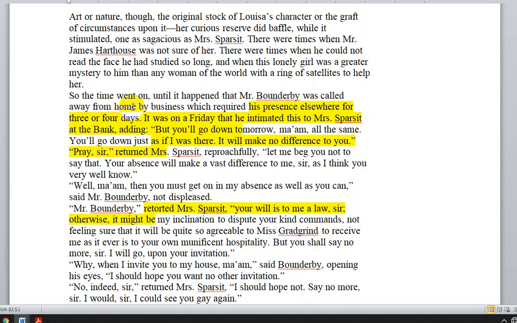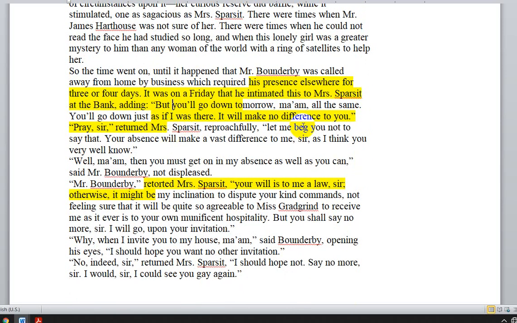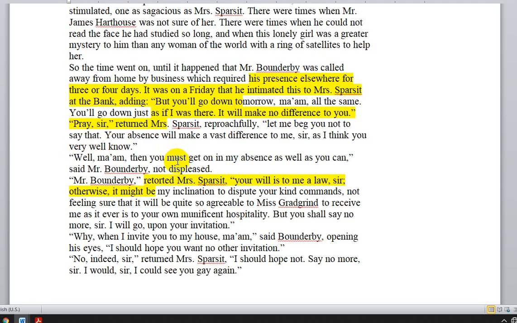The time went on until it happened that Mr. Bounderby was called away from home by business, which required his presence elsewhere for three or four days. It was on a Friday that he intimated this to Mrs. Sparsit at the bank, adding, "But you will go down tomorrow, ma'am, all the same." Mrs. Sparsit was supposed to go to the house according to the weekly routine that she used to follow.